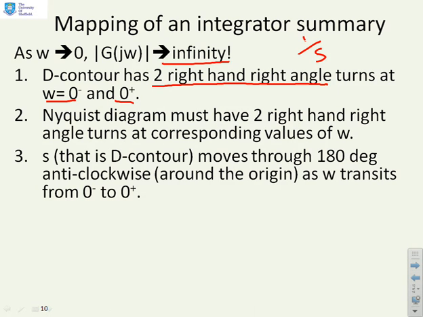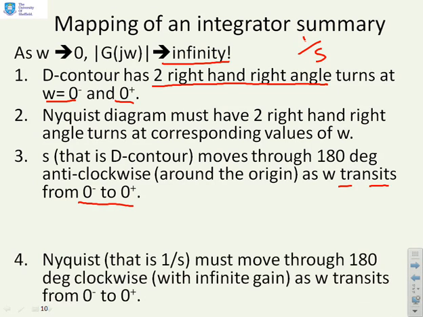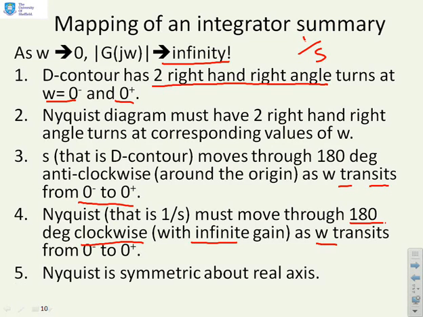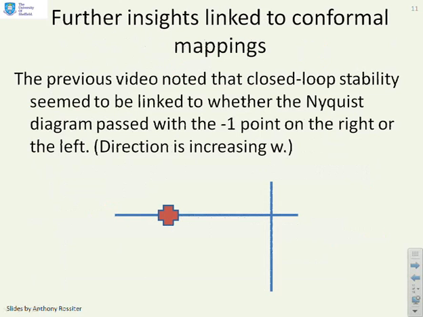S, that is the D contour, moves through 180 degrees anti-clockwise around the origin as omega transits from 0 minus to 0 plus, and therefore the Nyquist diagram of 1 over S must move through 180 degrees clockwise, and with infinite gain obviously, as omega transits from 0 minus to 0 plus. And again, a reminder about symmetry.